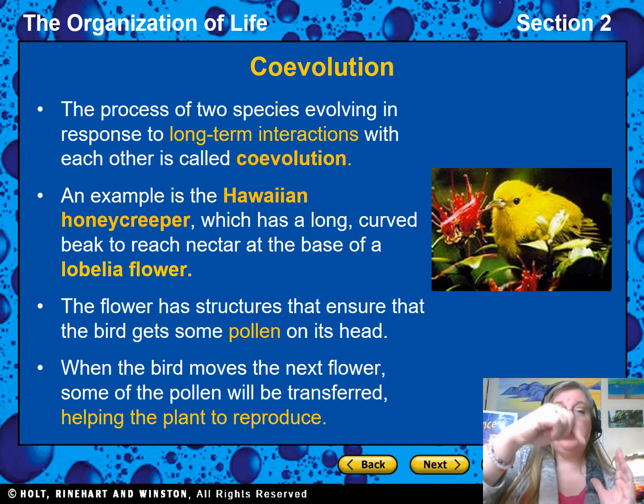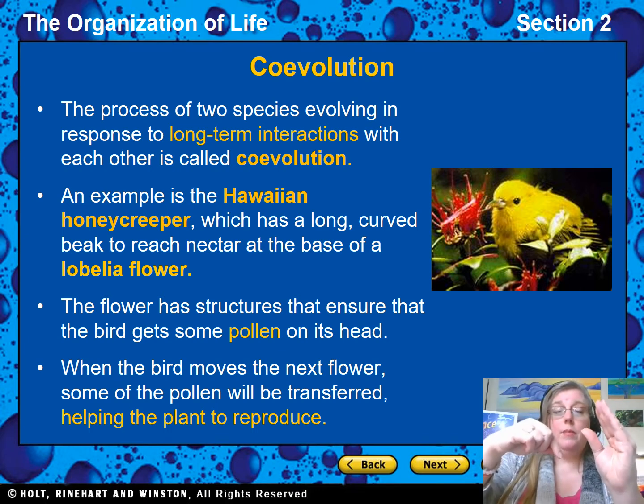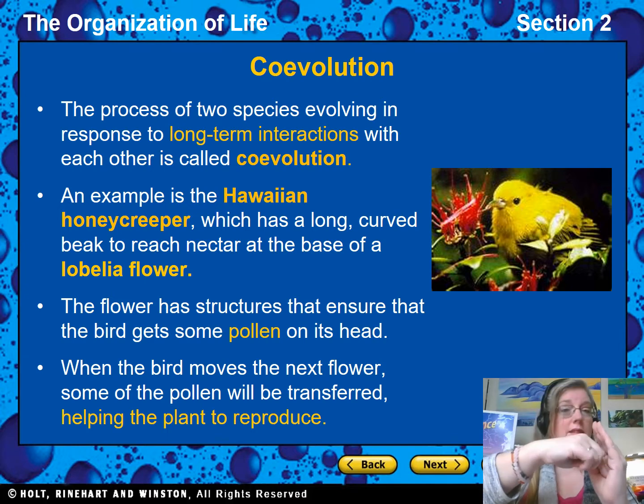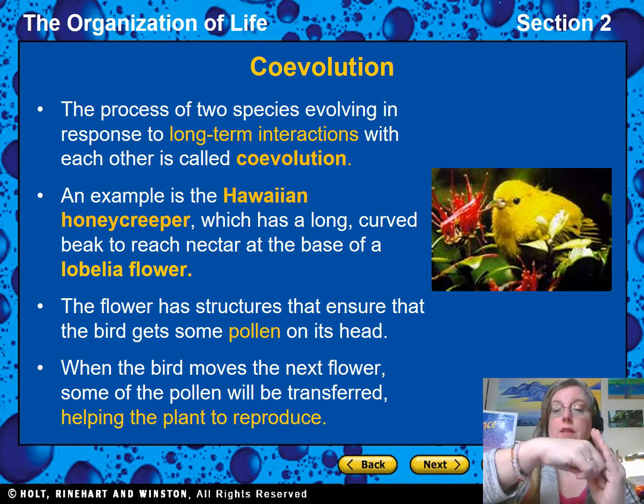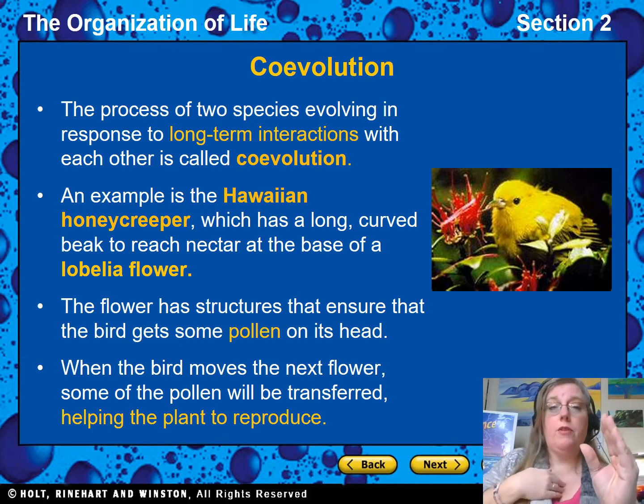The honey creeper has a meal. Whenever he sees a lobelia flower, he knows there's a meal because only honey creepers can eat this. The bees can't get it. The ants can't get it. The monkeys can't even get it. All right, so only the honey creepers can get this thing. So he knows there's going to be a meal for him.